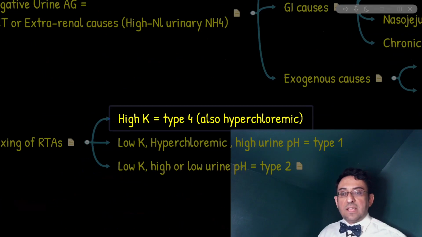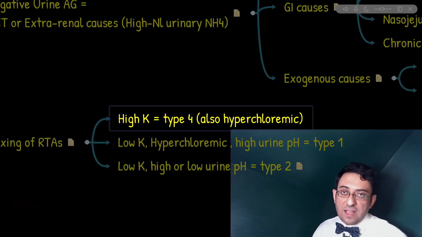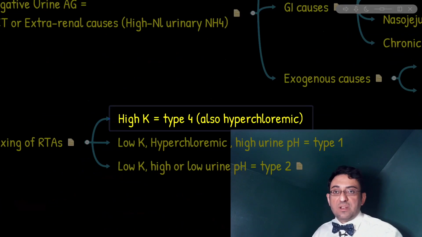Now, among the medications associated with type 2 RTA, never forget the most important one, and that is acetazolamide, that selectively impairs bicarbonate reabsorption in proximal tubule, not associated with Fanconi syndrome. That's the only target function of acetazolamide, impaired carbonic anhydrase in proximal tubule.